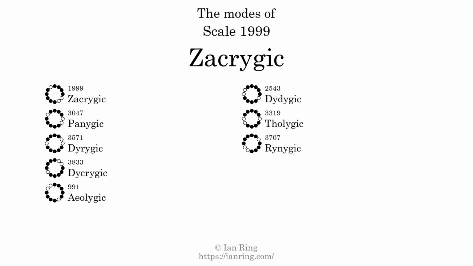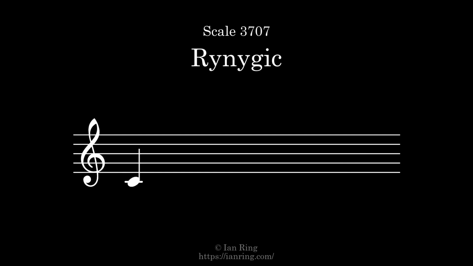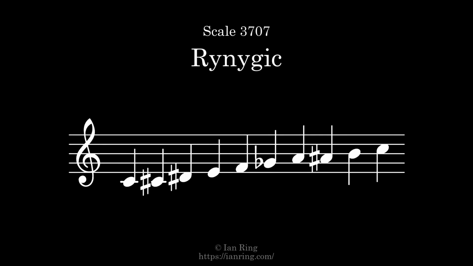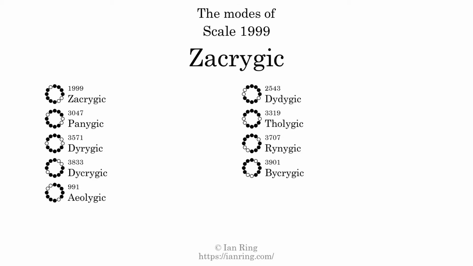The eighth mode is scale 3707, also known as Zacrygic. It sounds like this. The ninth and last mode is scale 3901, also known as Zacrygic. It sounds like this.